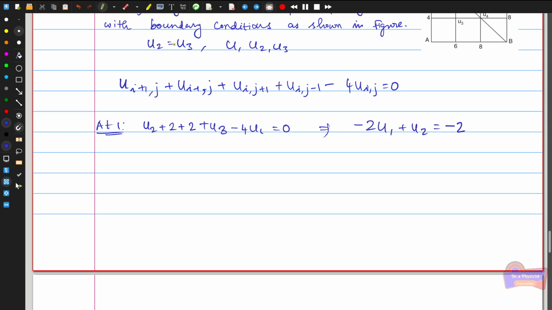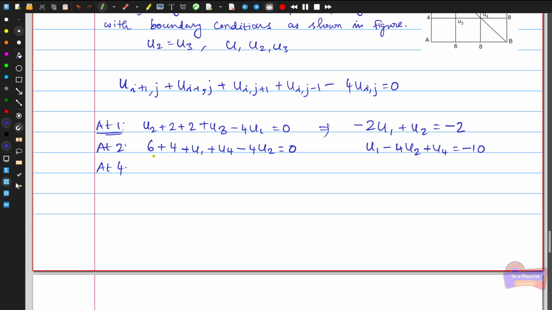Substituting the value of u2 equal to u3 here, I can get the final equation here. Similarly, I can find the equation at the second point: 6 plus 4 plus u1 plus u4 minus 4 times u2, which is equal to 0. Or I can rearrange the equation as u1 minus 4 times u2 plus u4, which is equal to minus 10.